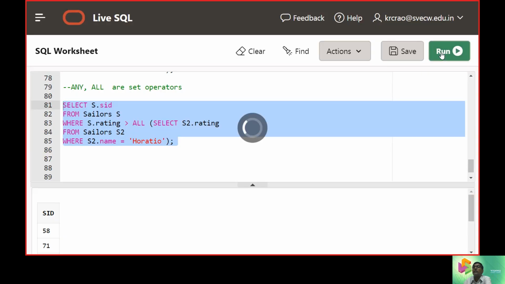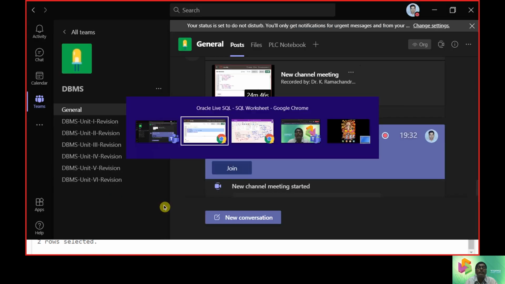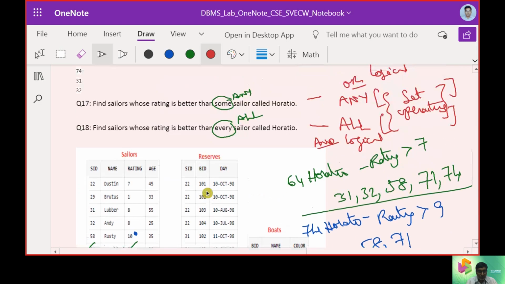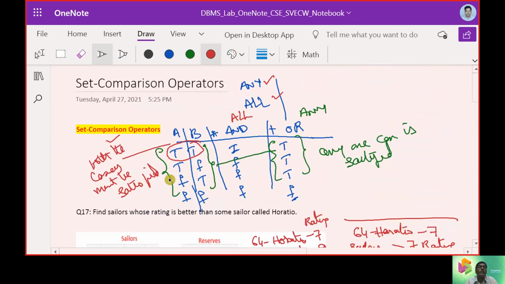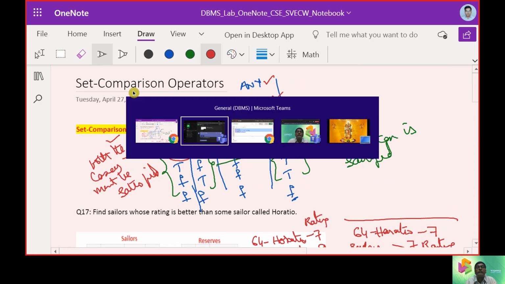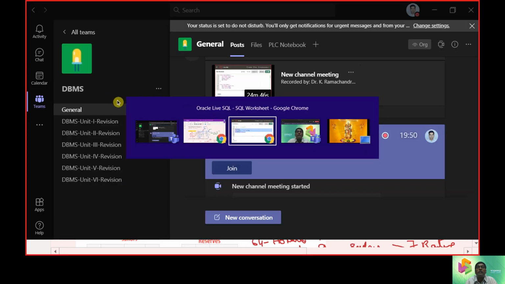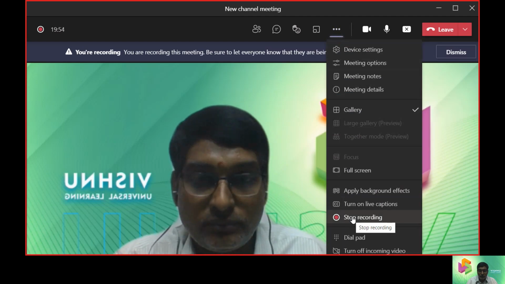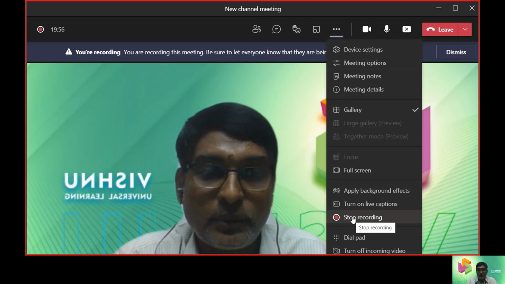Just hit the run button. So we will be getting 71 and 58. So this is how we deal with set operators. In general, set operators stand with the logical AND and OR. So that is the exercise from experiment number 3.